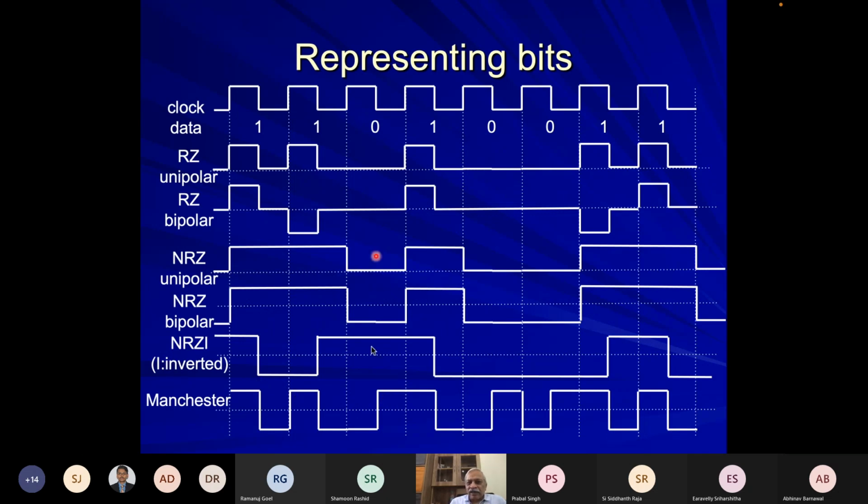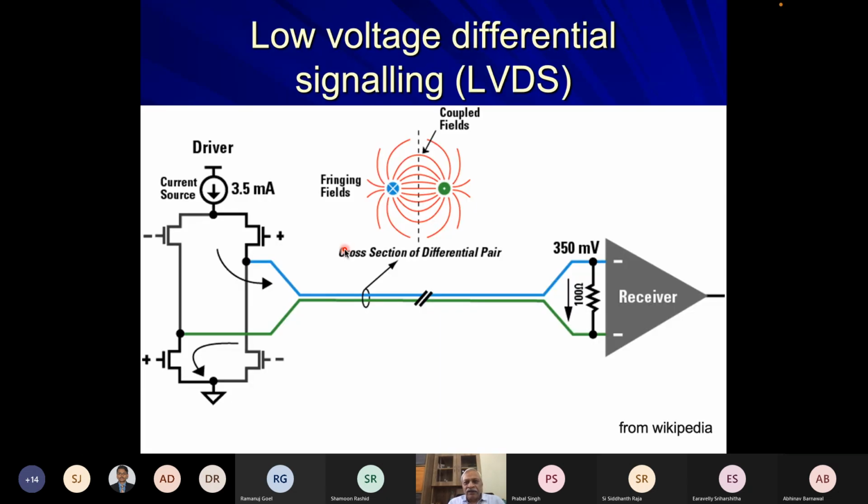So the idea is just to show that there are numerous ways in which a bit stream could be represented by a voltage level. A differential representation means that instead of one wire, you use two wires. The idea of this is to provide good noise immunity.